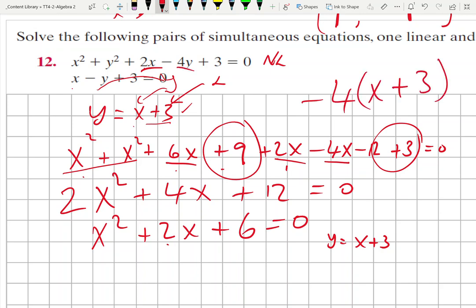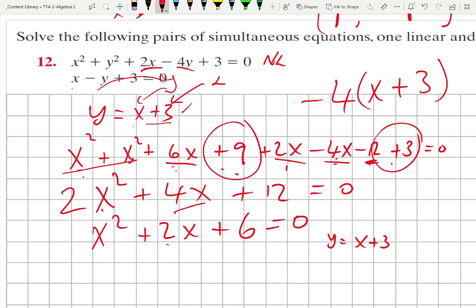Minus 4x minus 12. Plus 3. X squared and x squared is 2x squared. 6x and 2x is 8x. Take 4x is 4x. What's that there? I missed that minus 12, did I? I did. So that should have been 0.